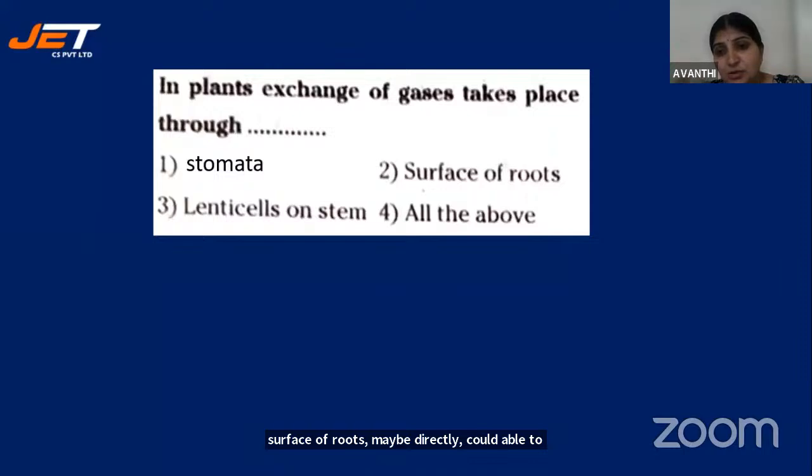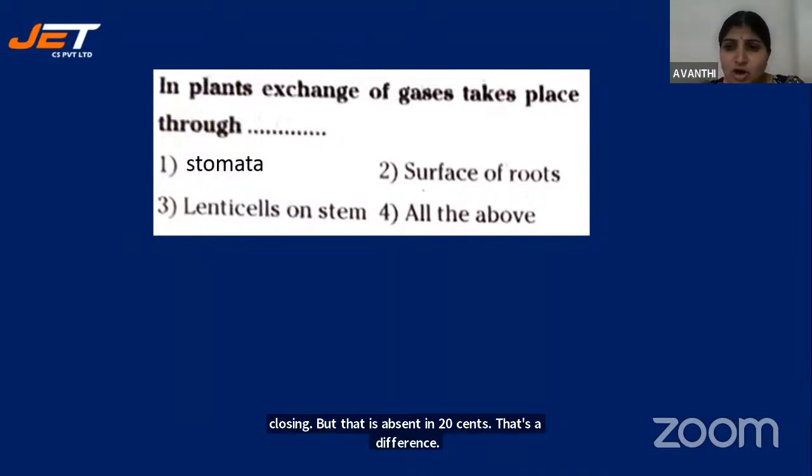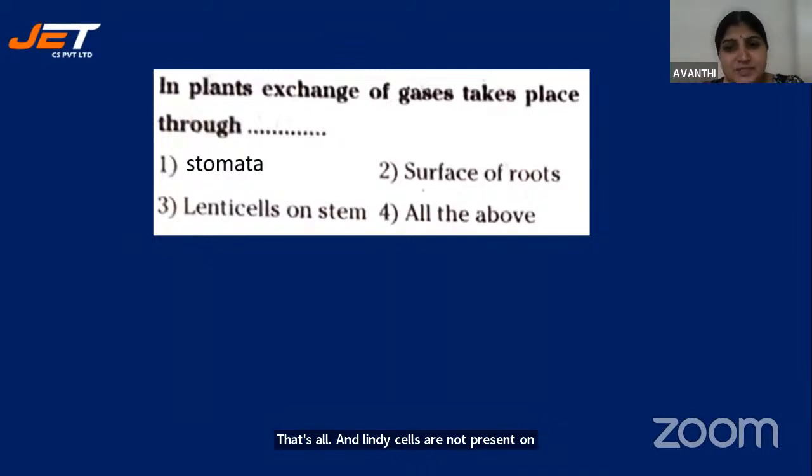diffuse gases to the outer environment, and even lenticels, which are very minute, but they do not have any mechanism of opening and closing, as in the case of stomata. Actually, stomata have the mechanism of opening and closing, but that is absent in lenticels. That's the difference. And lenticels are not present on all plant species. Only a few plant species have these lenticels, depending upon their habitat. Habitat means where they survive.